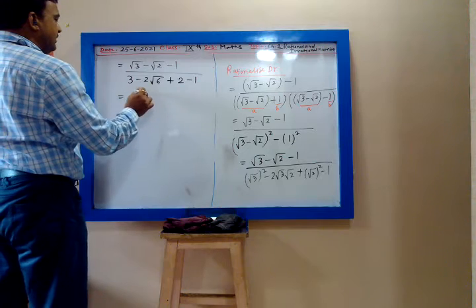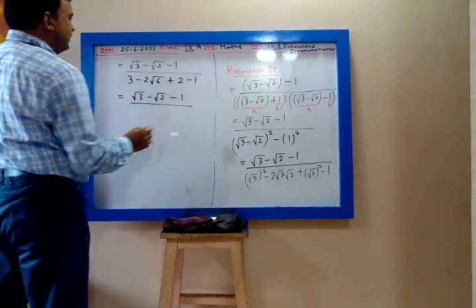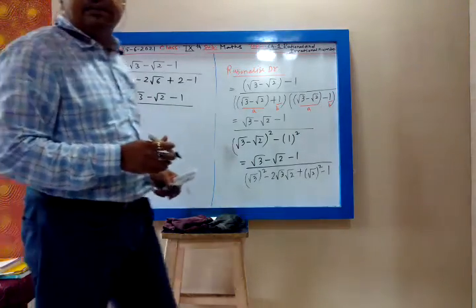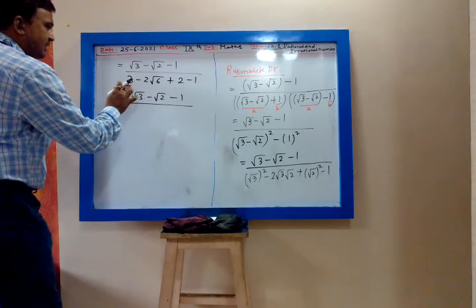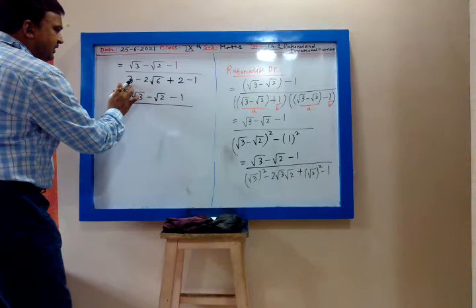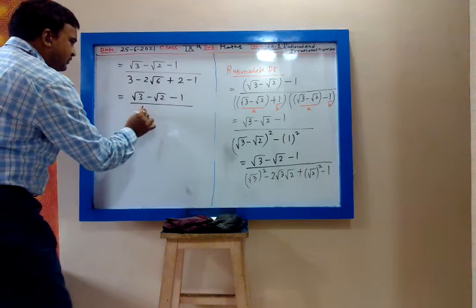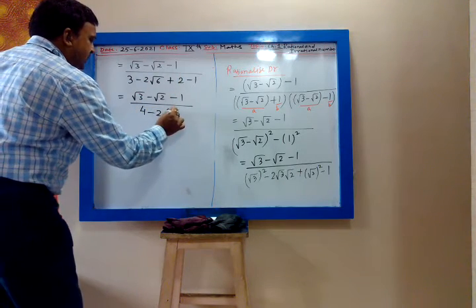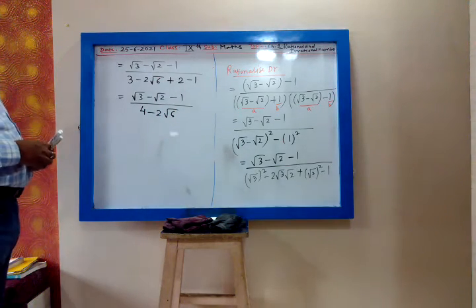So that is root 3 minus root 2 minus 1 upon, simplify the denominator. What is that? 3 plus 2 is 5, minus 1 is 4. So 4 minus 2 root 6. Correct, 4 minus 2 root 6.